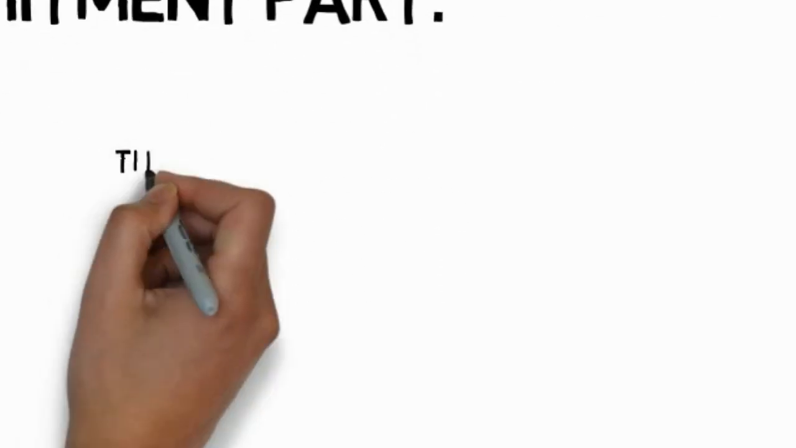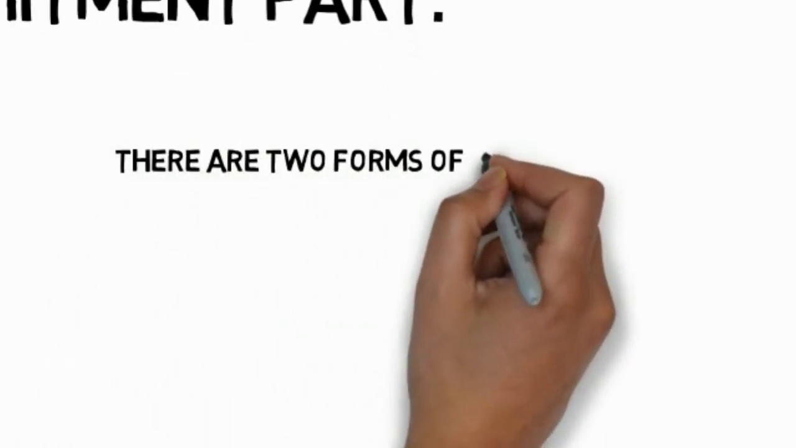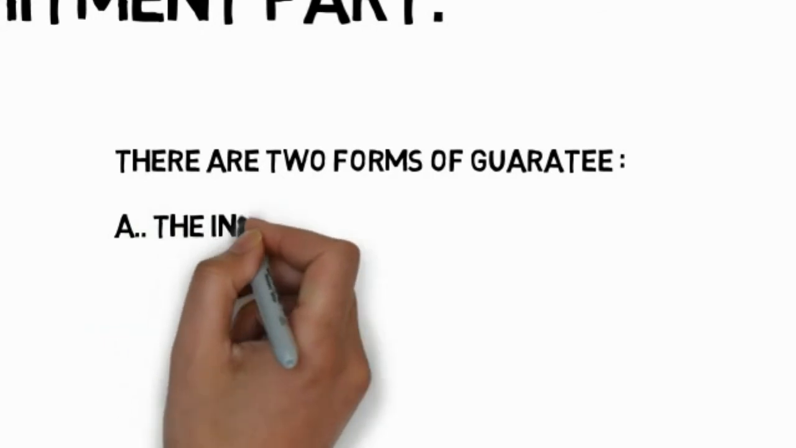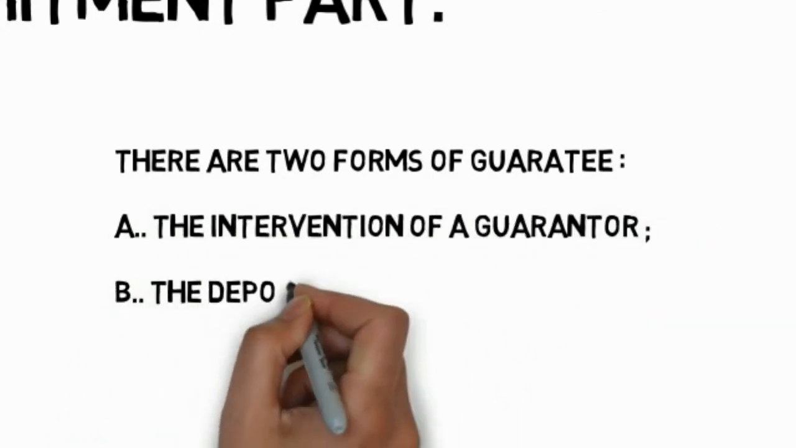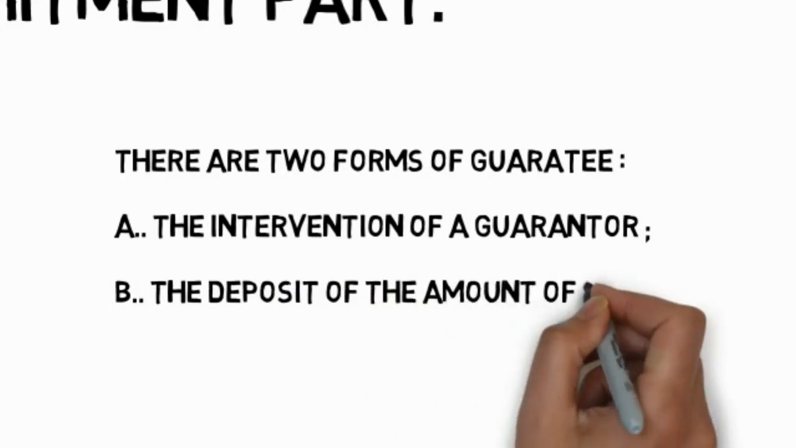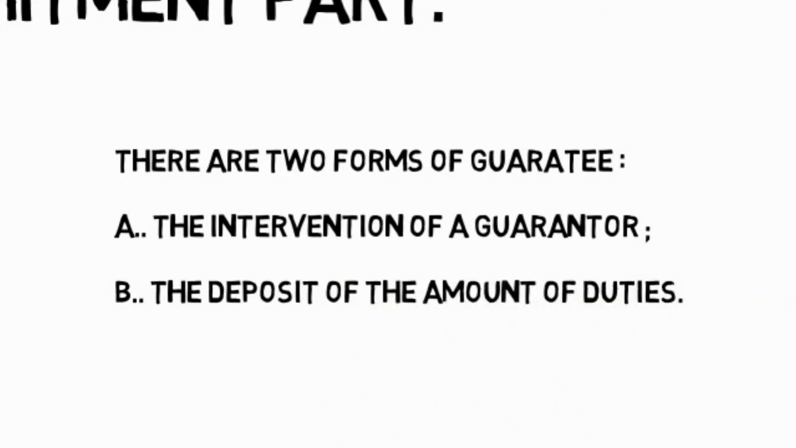There are two possible guarantees of the commitments entered into by the bidder: A. The intervention of a guarantor, B. The deposit of a certain amount corresponding to the amount of duties and taxes payable. The intervention of a guarantor.